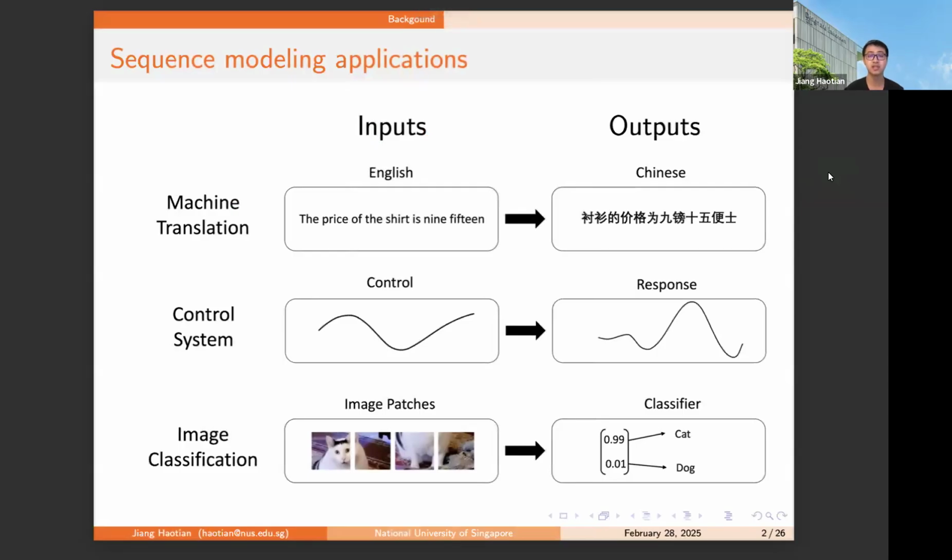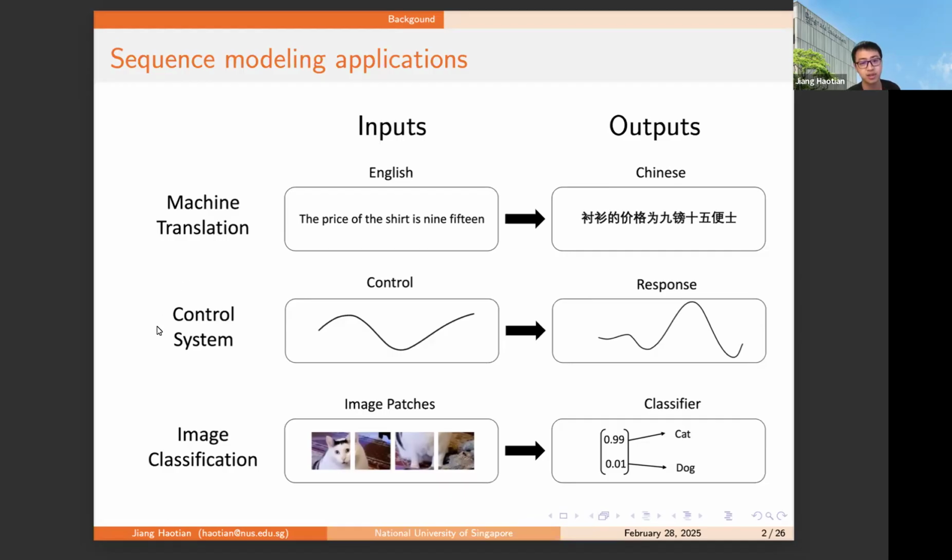So what is sequence modeling? Sequence modeling is basically a class of machine learning problems where the inputs and outputs are both sequences. Let's see some examples. In machine translation, both the input and output are sentences, which can be considered as sequences. Also, in some mathematical applications, such as control systems, we can consider a control signal as a sequence input and the corresponding response as a sequence output. These are all sequential structures.